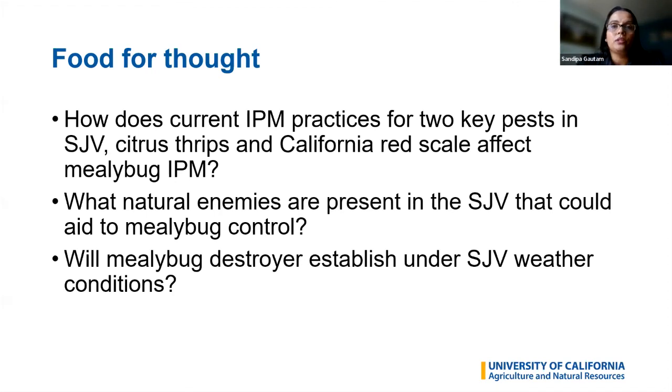And another big question, food for thought, is based on hot and dry weather conditions in summer and early fall, and low temperatures during the winters, will mealybug destroyer establish under San Joaquin Valley conditions? How can we use mealybug destroyer in mealybug IPM?